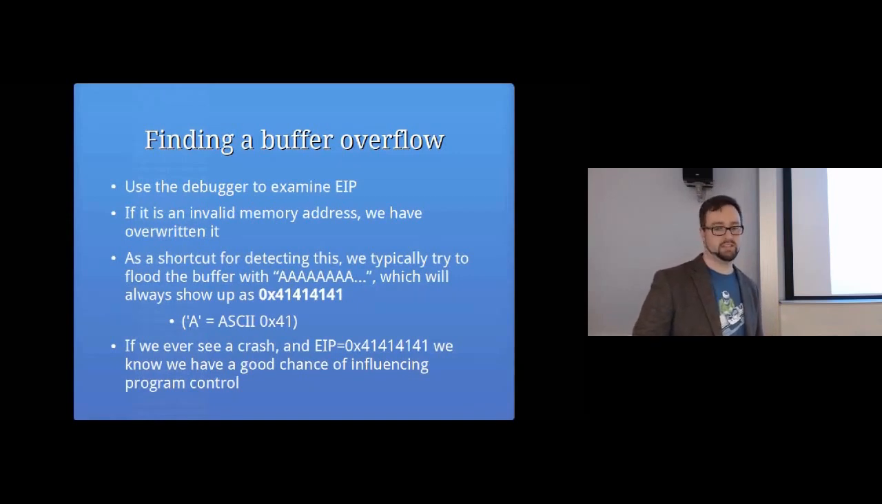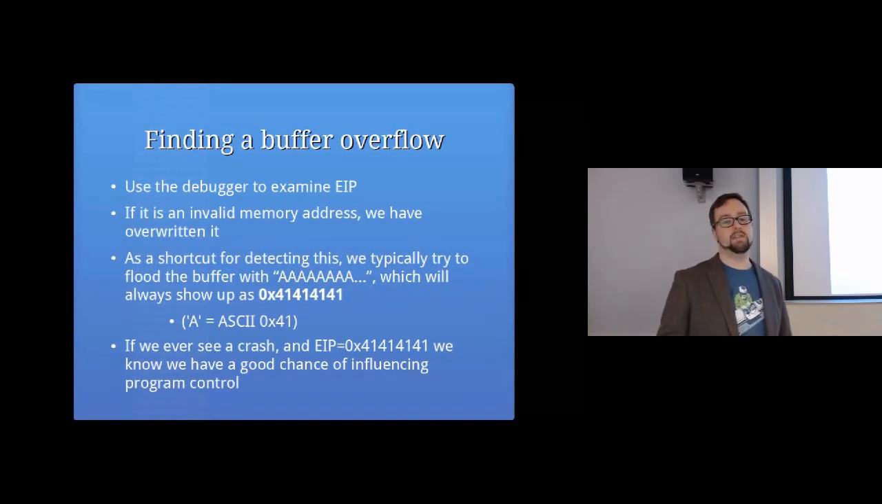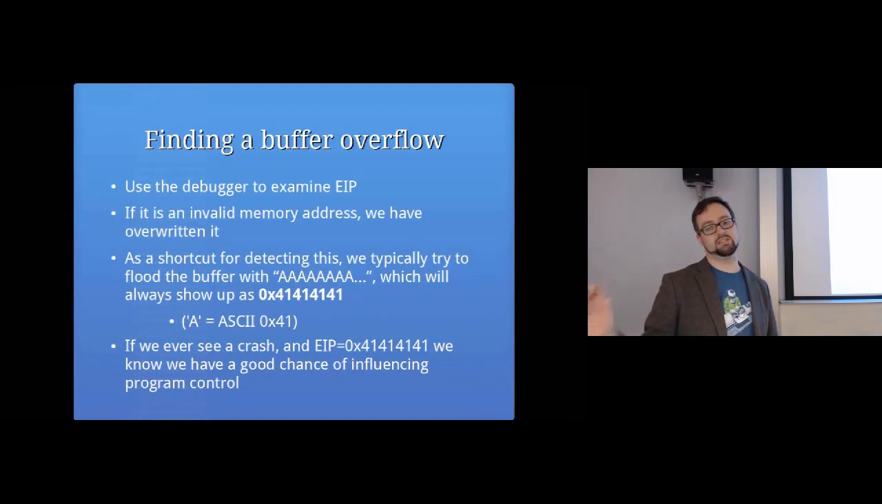As a shortcut way of detecting this, typically you flood the buffer with uppercase A's, and then it'll show up as hex 41, 41, 41, 41, because hex 41 is ASCII for A, which is 65 in decimal. So if we ever see a crash and the EIP is 41, 41, 41, 41, then we know we've got a good chance of taking control of this program.